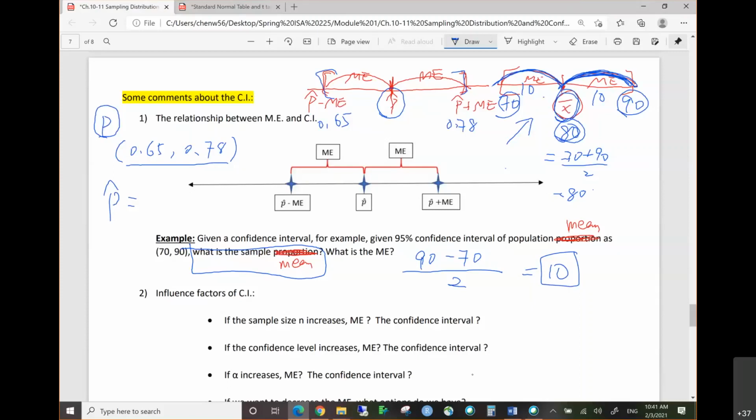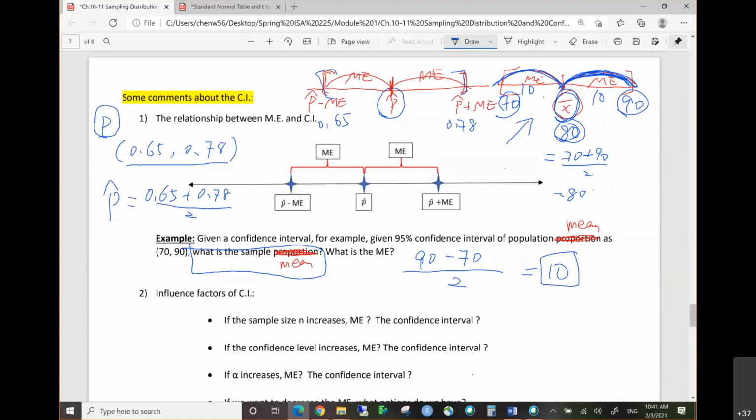All right. Maria, what do you think? Is it 0.715? All right, how did you get that? I took the average of the 2 points, so 0.65 plus 0.78 over 2. Perfect. Thank you.